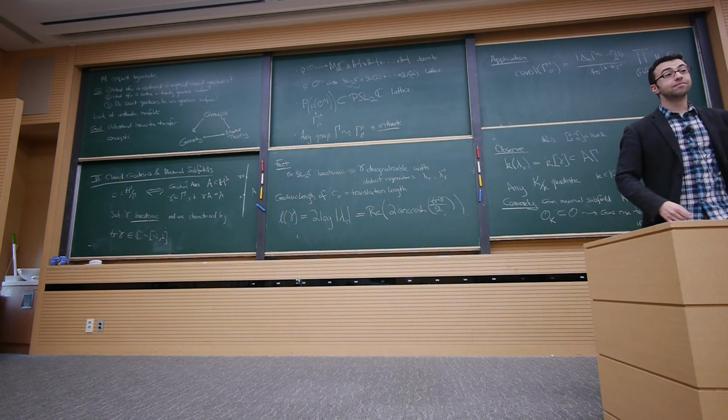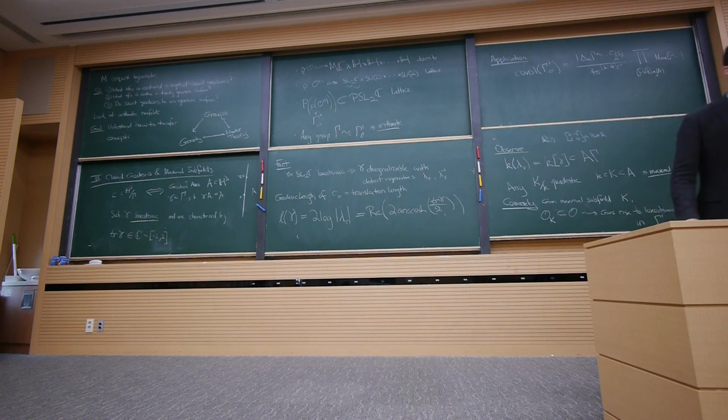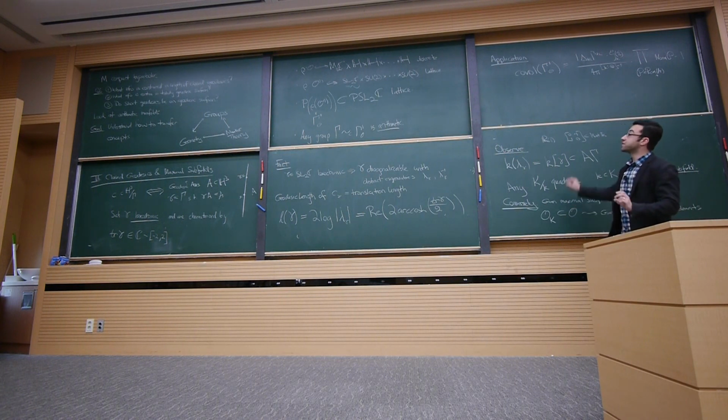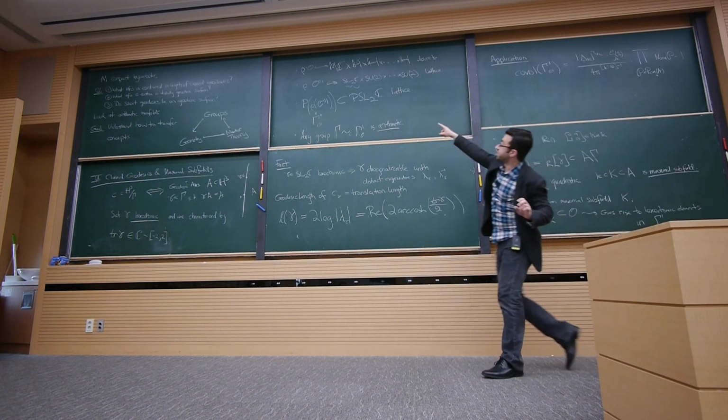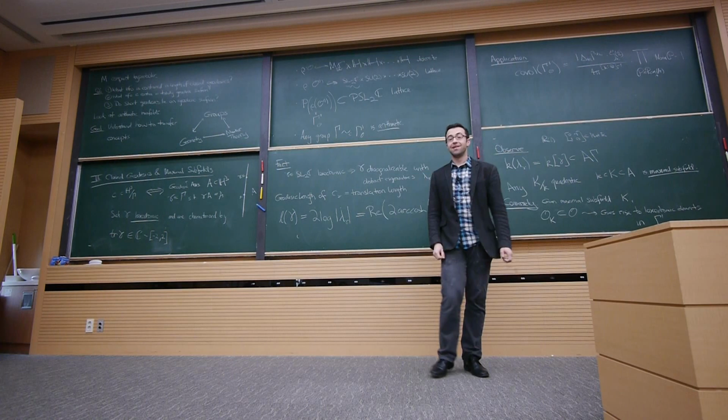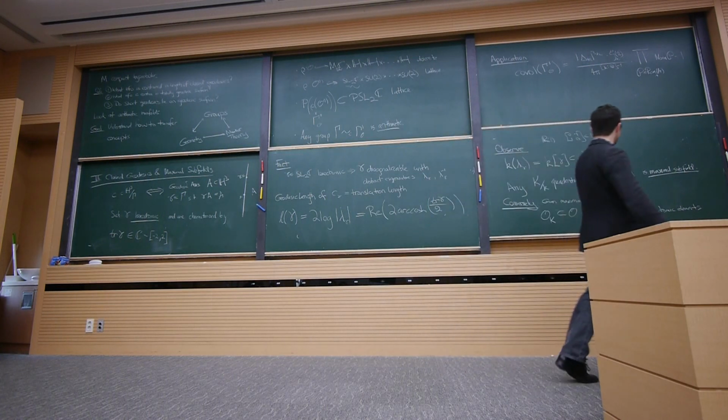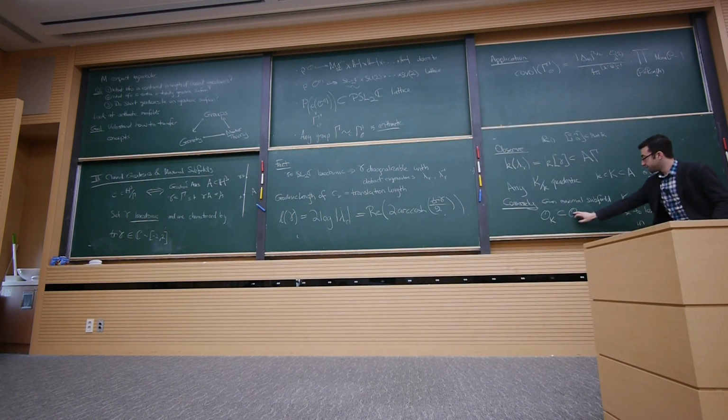Questions? Everything's clear? This is the rational order? Yes, this guy is the maximal order from this construction up here. Yes, maximal order. This guy is the maximal order of one of them.